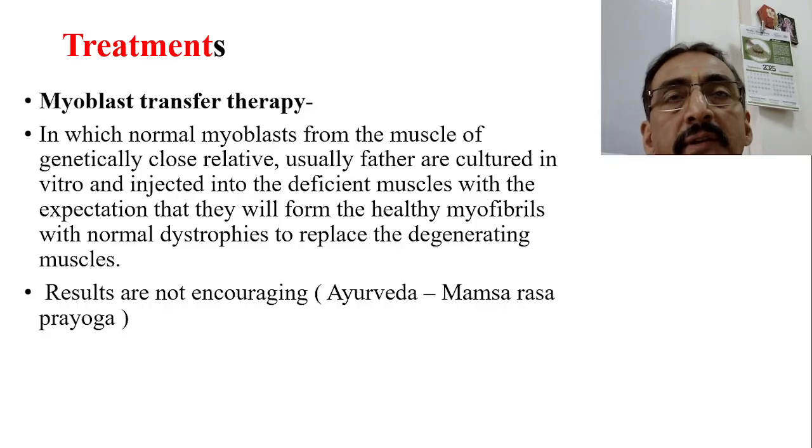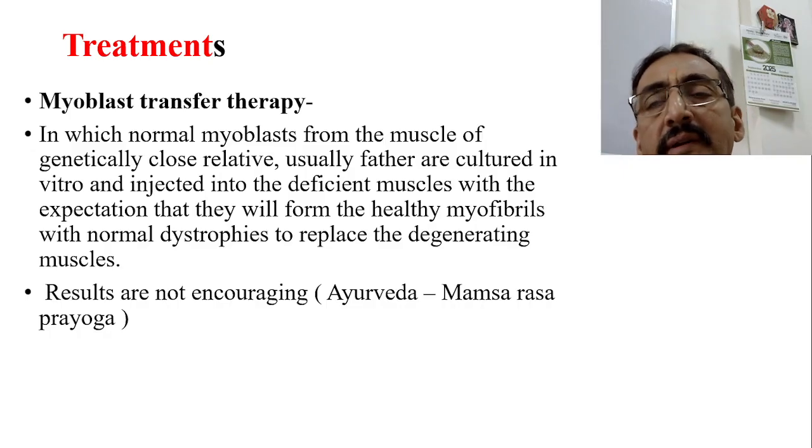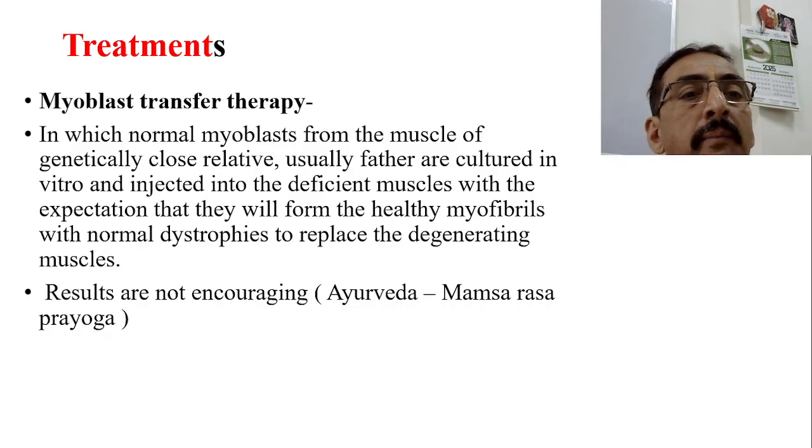In myoblast transfer, normal myoblasts, muscle tissue from the muscle of a genetically close relative, usually the father, is cultured in vitro and injected into the deficient muscles with the expectation that they will form healthy myofibrils later with normal dystrophin to replace the degenerating muscles. This effort has been made, myoblast transfer therapy, but the results are not encouraging.